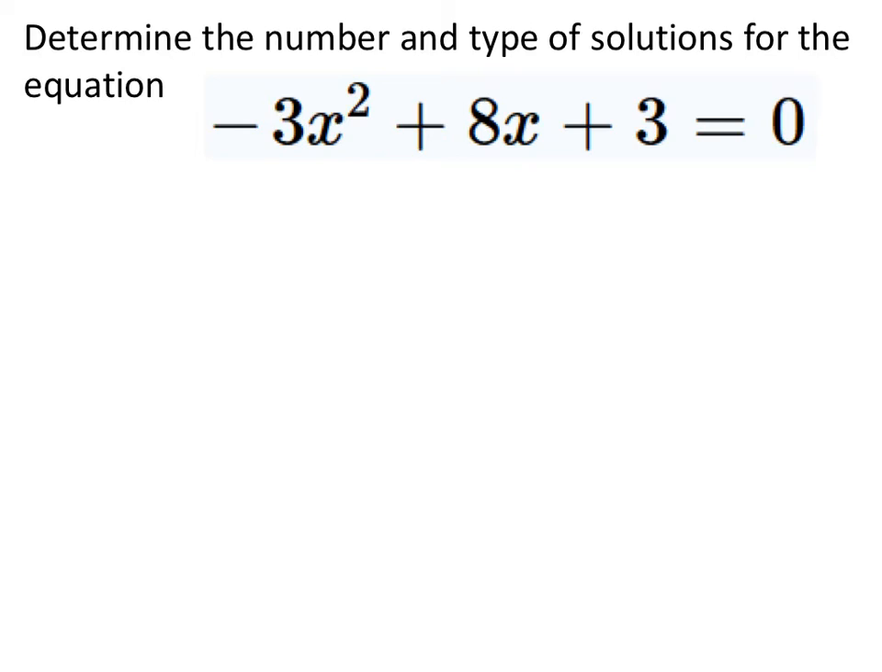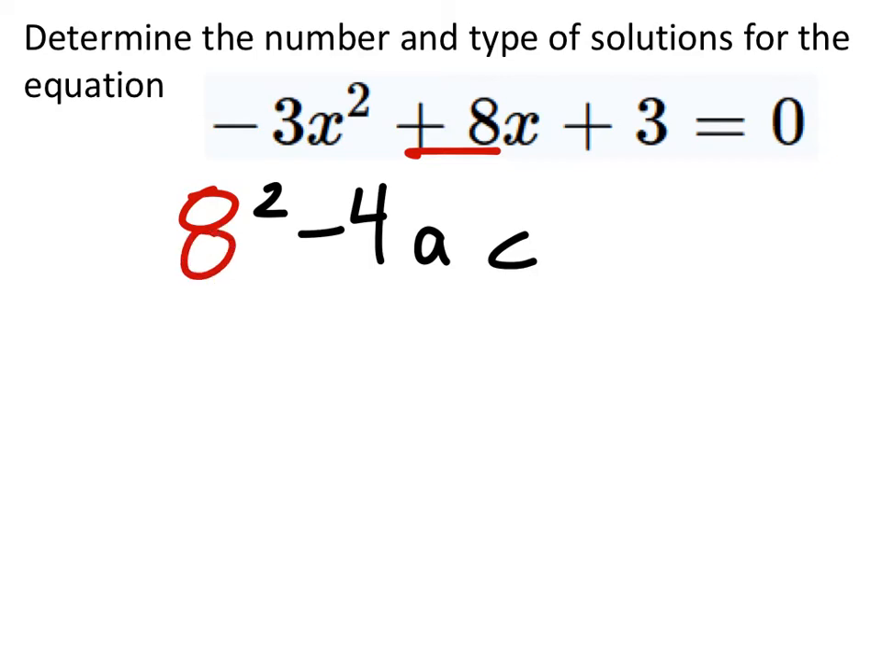Determine the number and types of solutions for this equation. Okay, not too bad. Let's look at the discriminant. I can identify my b value as 8, so I'm going to replace the b with 8. And then my a value, the coefficient of x squared, is 3. So I'll replace the a. I said 3, didn't I? I meant negative 3. And then the c value is just a constant, positive 3.